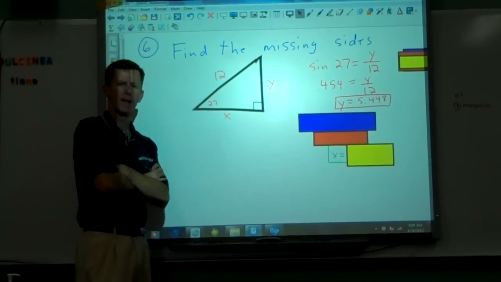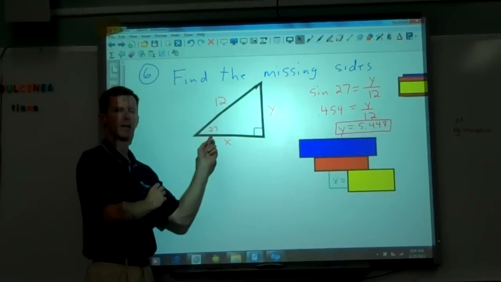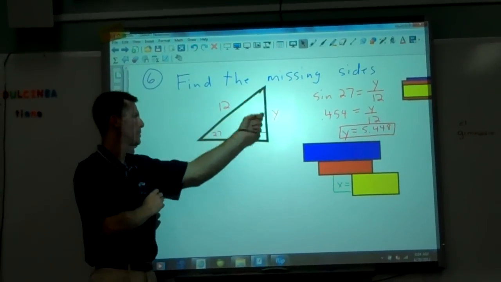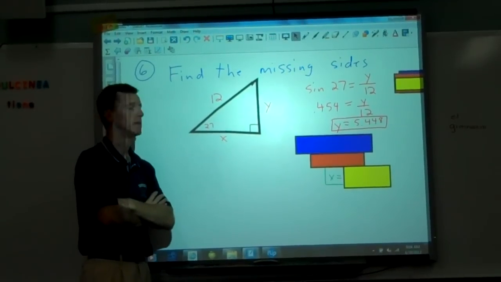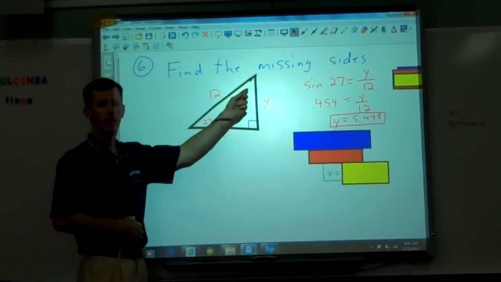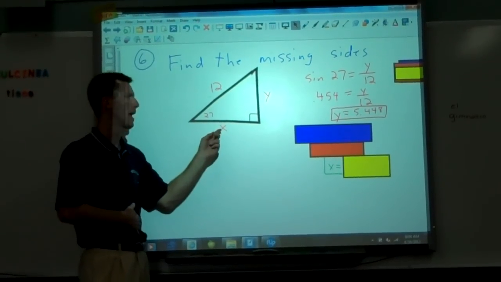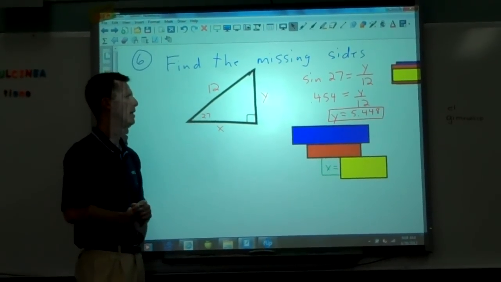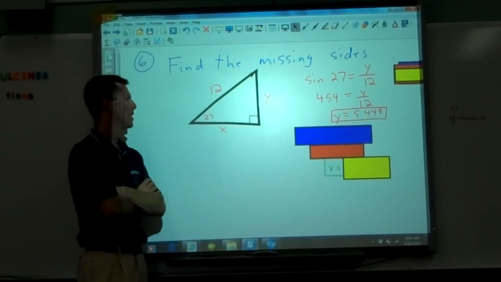What do you think you're going to do for x? X is here. That's the adjacent side. Adjacent, opposite, hypotenuse for this angle. A couple ways you can do it. You could use the 63 and say sine of 63 is equal to the opposite side, x over 12. Now that we know what y is, we could actually use tangents.